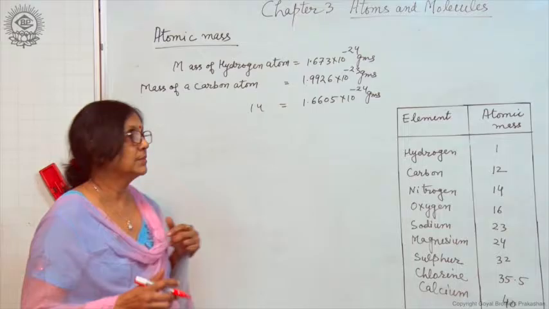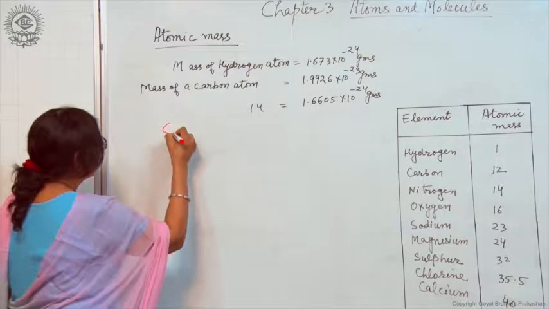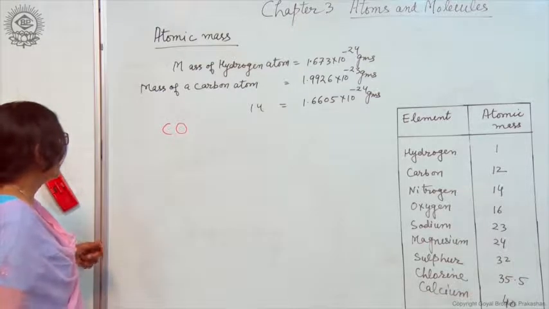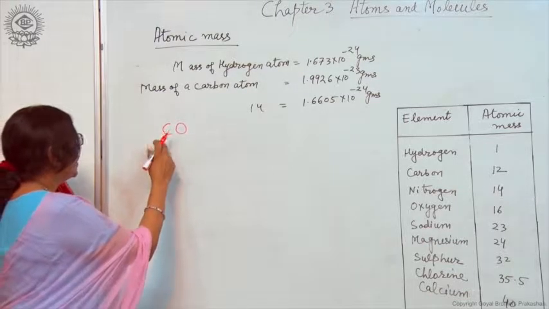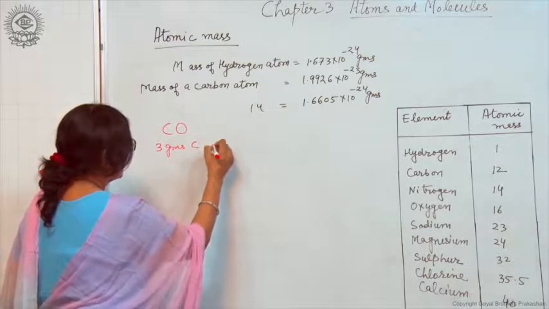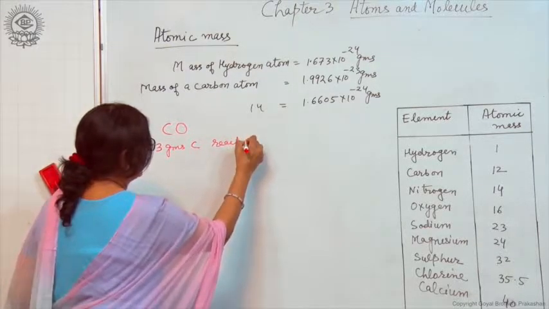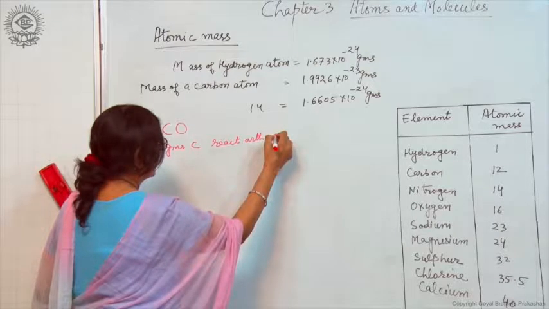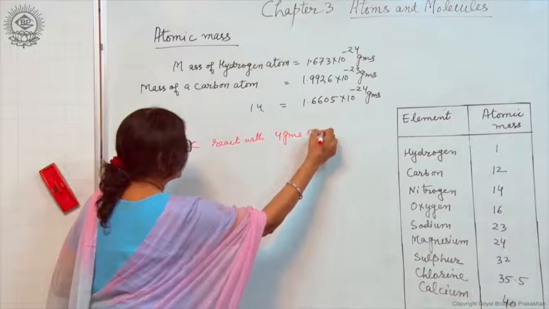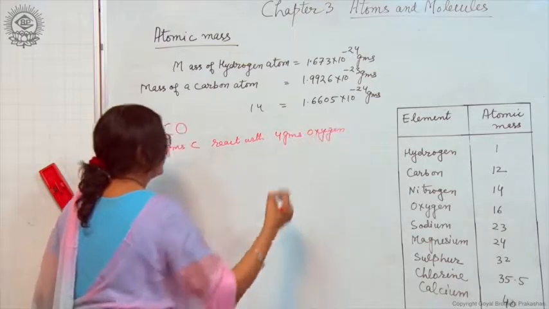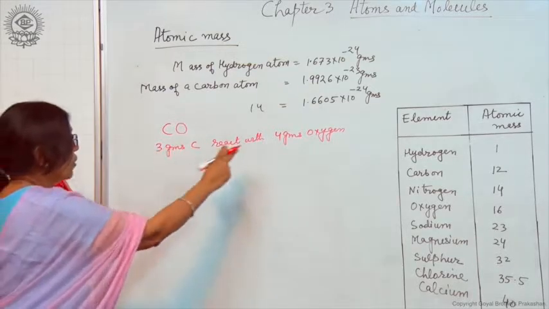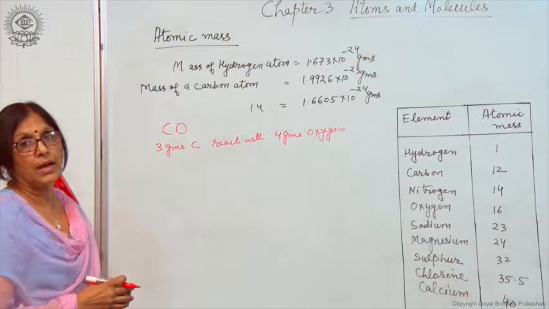Let us take an example of carbon monoxide. Now, it was found that 3 grams carbon reacts with 4 grams oxygen, right, or we can say carbon combines with 4/3 its mass of oxygen.